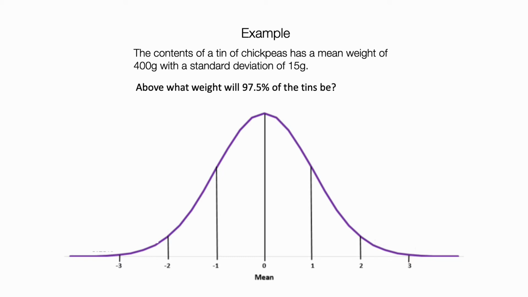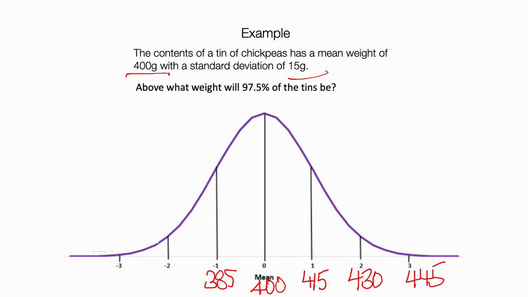The contents for a tin of chickpeas has a mean weight of 400 grams. So the mean weight is 400 grams and the standard deviation is 15. So each time we go up by a standard deviation, we're adding on 15. So 415, 430, 445 grams, and then going back we'll take off 15, so 385 grams, 370 grams and 355 grams.